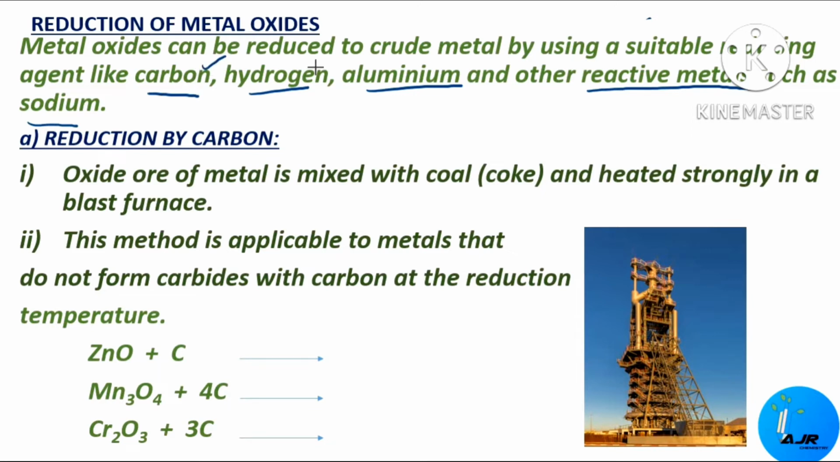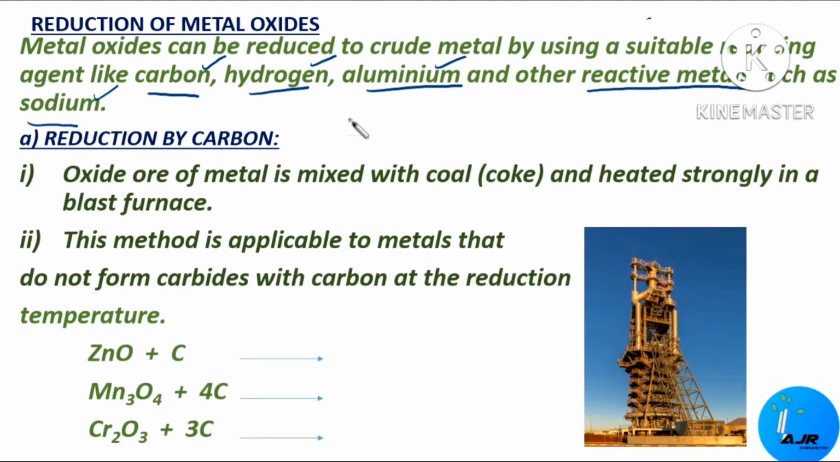What are the agents? Carbon, hydrogen, aluminium, and even reactive metals like sodium can be used. Now, we use different types of reducing agents, and the choice of the reducing agent depends upon the nature of the metal.